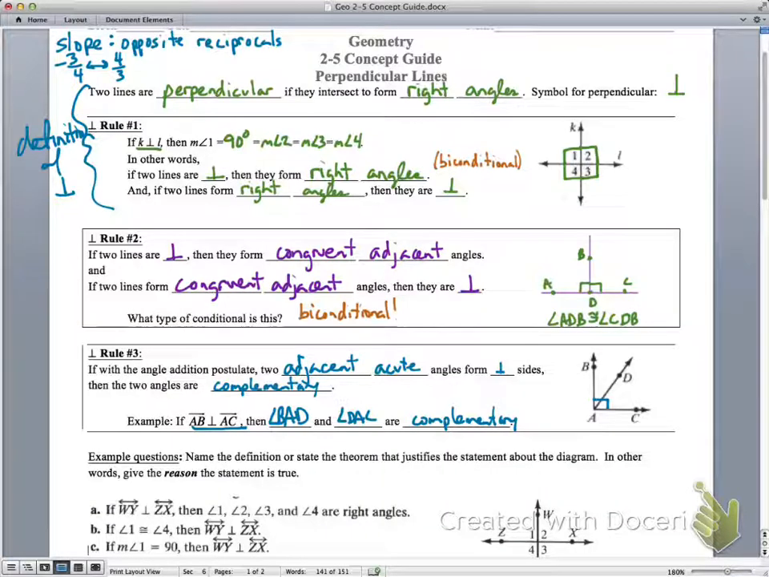So if the two sides, after you add two angles together, are perpendicular, then you have two complementary angles. And it makes more sense by the diagram, I think, than the words. You can agree or not.